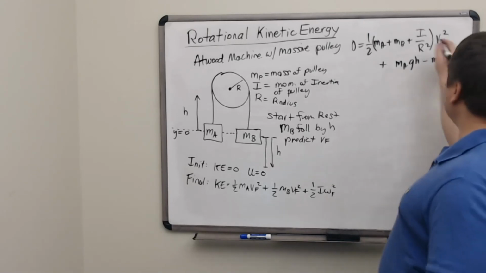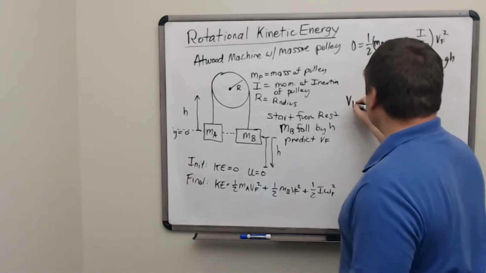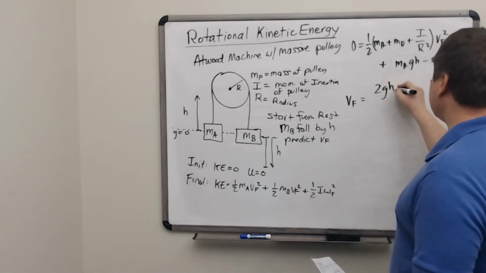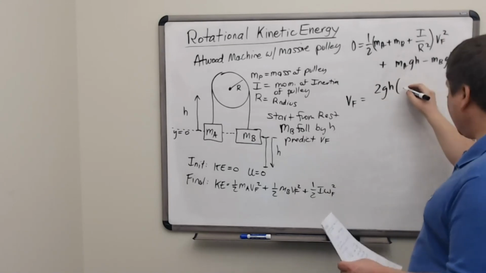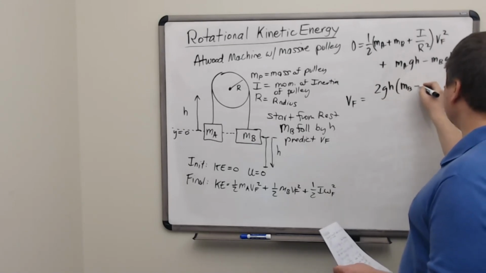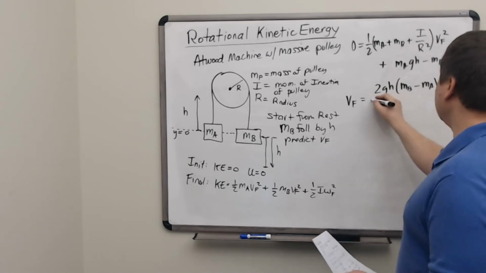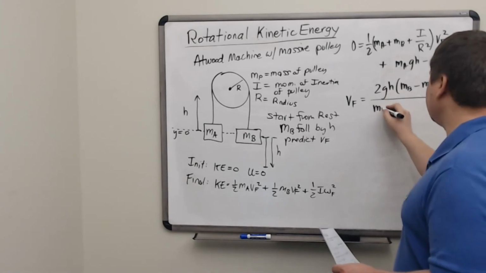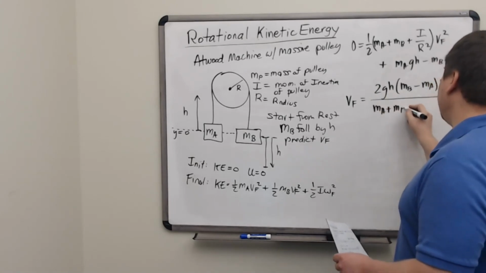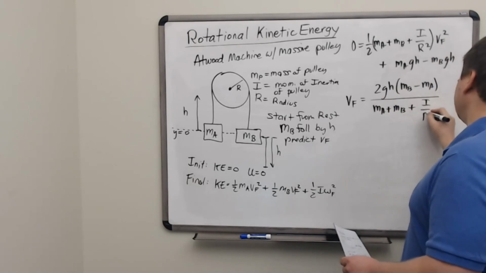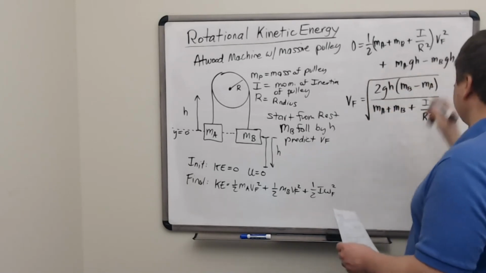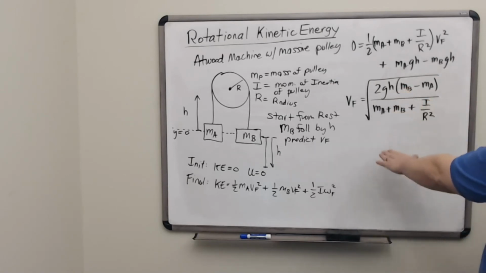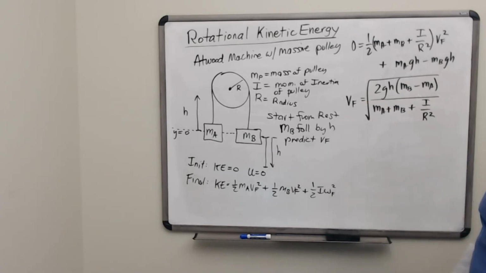So again, solving this equation for Vf symbolically, I would get 2gh now times the difference MB minus MA, divided by the sum of the masses and the moment of inertia over the radius squared. So if MB is larger, our value for h is positive, and the system gains some speed as it moves down.